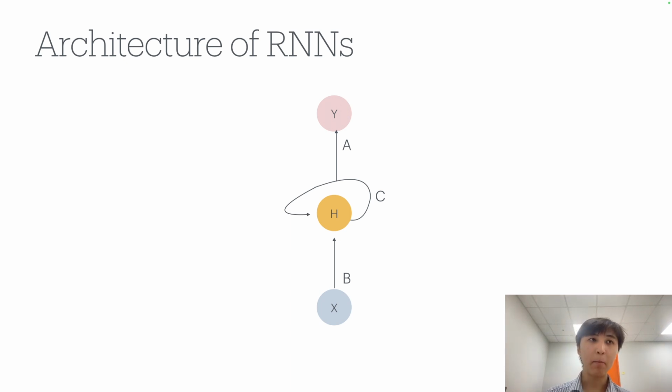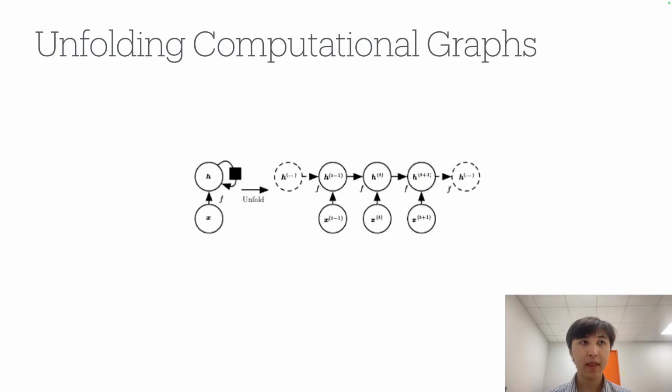So let's look deeper at how this C loop is working in the hidden state. If we unfold this architecture, this graph, we can see that the leftmost part of the diagram shows the typical cyclic structure of the RNN. The hidden state H loops back to itself, influenced by the input X at each time step.